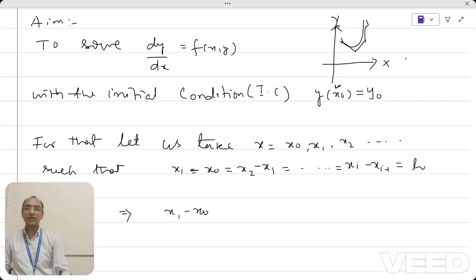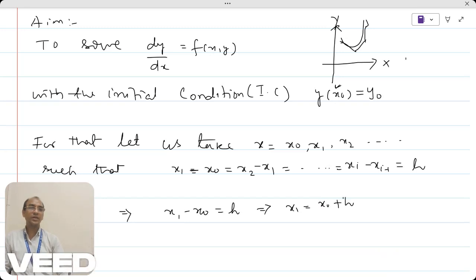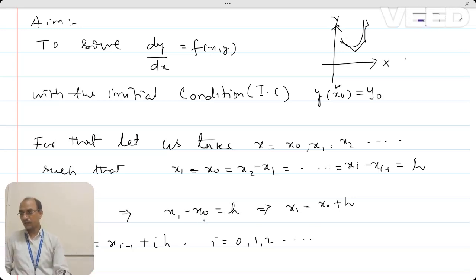So we can write x1 minus x0 equal to h, and so x1 will be equal to x0 plus h, and similarly xi will be x0 plus i into h, where i may be 0, 1, 2, and so on. If I put i equal to 1, I will get x0 plus h. If I put i equal to 2, I will get x2 equal to x0 plus 2h, and so on, so we will get the values.